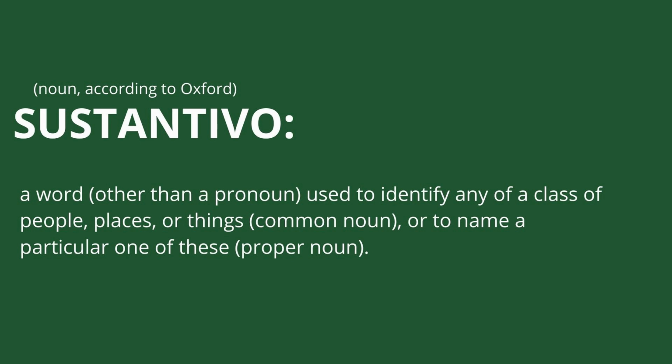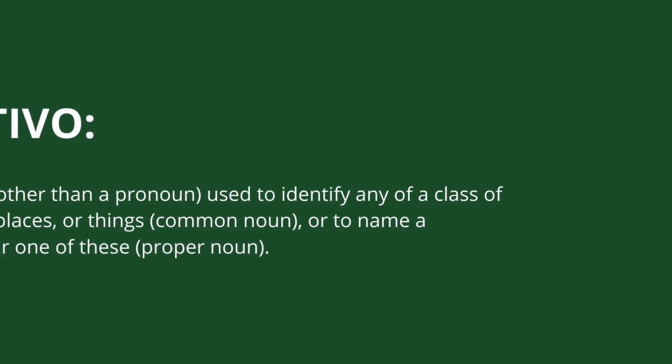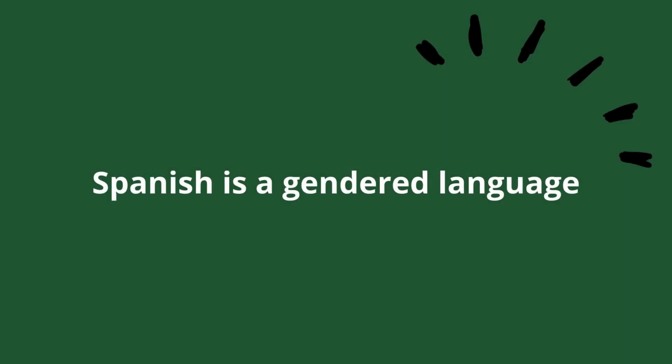A noun can also be something more abstract or imaginary. For instance, happiness is a noun, sadness. Basically, all of the words that represent something are a noun. One of the problems with Spanish is that it's a gendered language. What does that mean? That means that nouns have a gender. They can either be masculine or feminine.